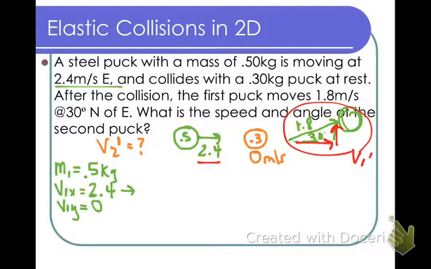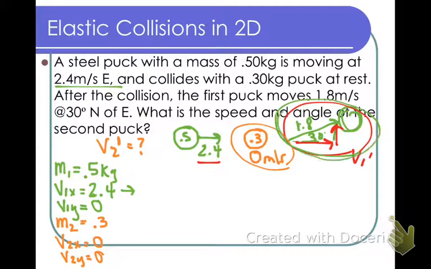Our second object now, m sub 2, has a mass of 0.3 kilograms. Our v sub 2 in the x direction is 0, and v sub 2 in the y direction is also 0 because it tells us this puck is at rest. It's not moving initially. From there we have a couple other things that we can use and we can solve for.